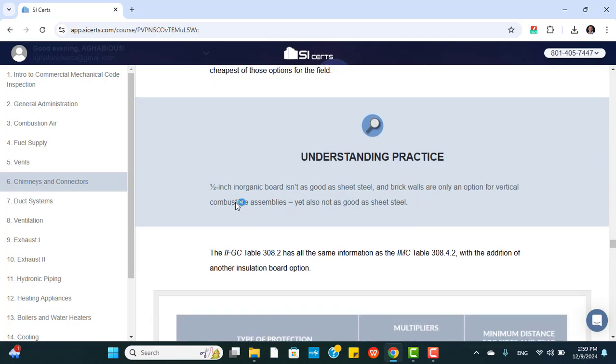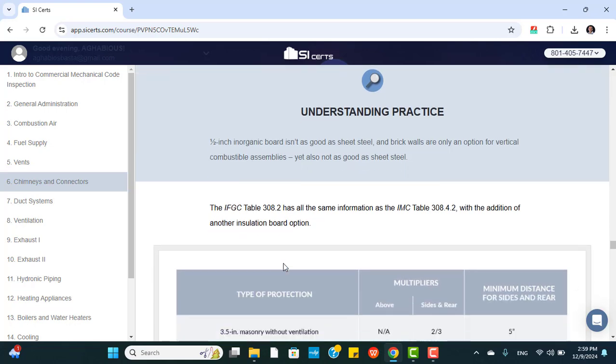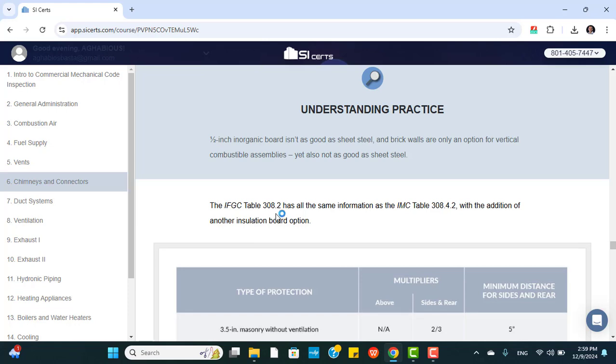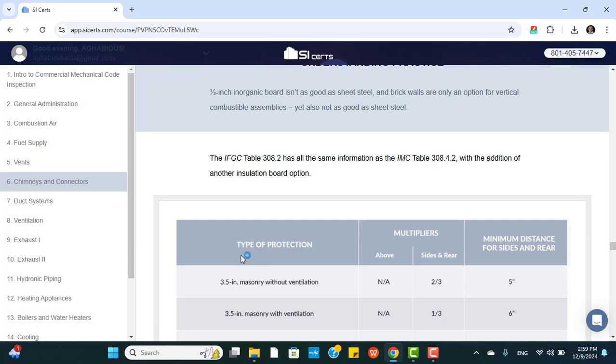Understanding practice. Half-inch inorganic board isn't as good as sheet steel, and brick walls are only an option for vertical combustible assemblies, yet also not as good as sheet steel. The International Fuel Gas Code Table 308.2 had all the same information as the International Mechanical Code Table 308.4.2, with the addition of another insulation board option.